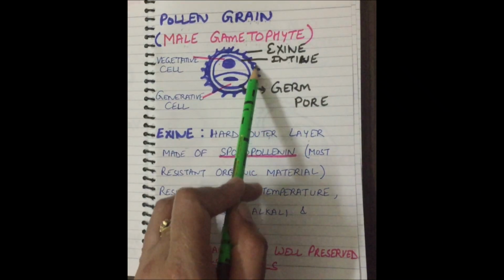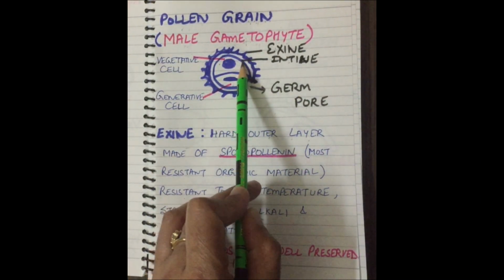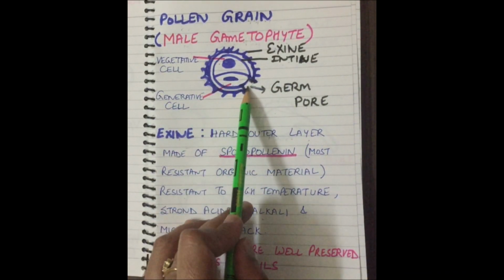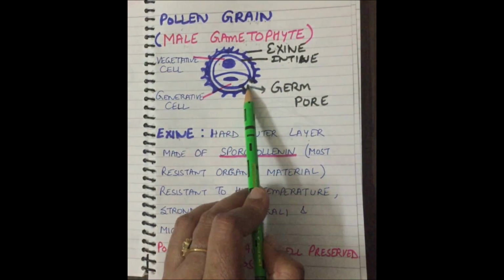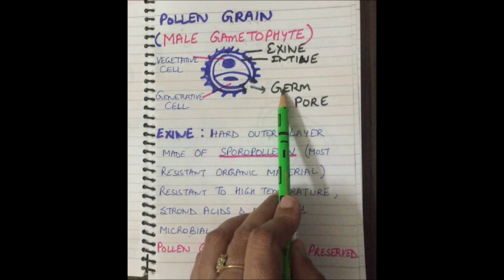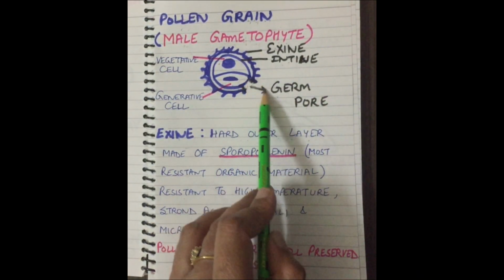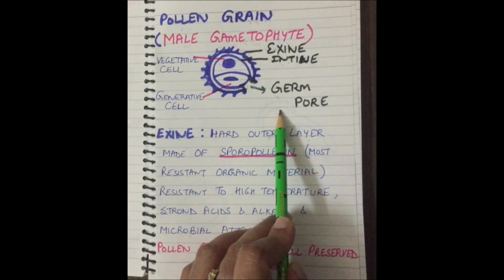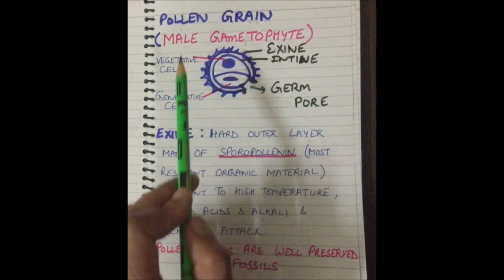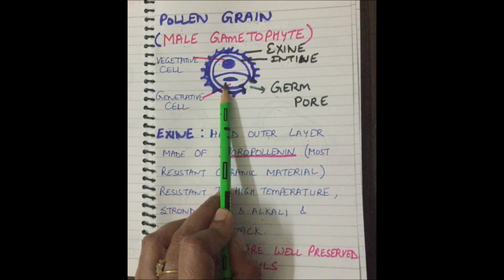Pollen grain is made up of two layers, outermost exine and inner one intine. You can see exine is not continuous throughout. At one point, the exine is absent, and the point where it is absent is called germ pore. Through this germ pore, pollen tube growth will occur. Then pollen grain is having two cells, bigger one vegetative cell and smaller one generative cell.